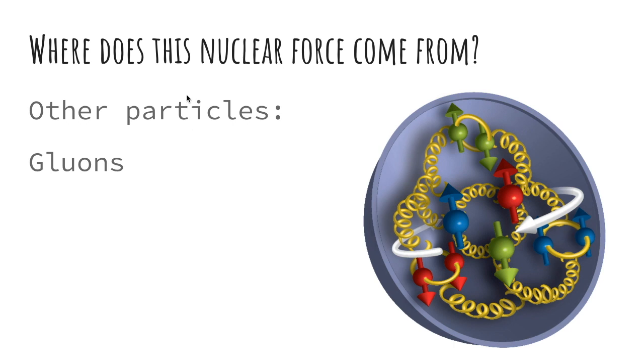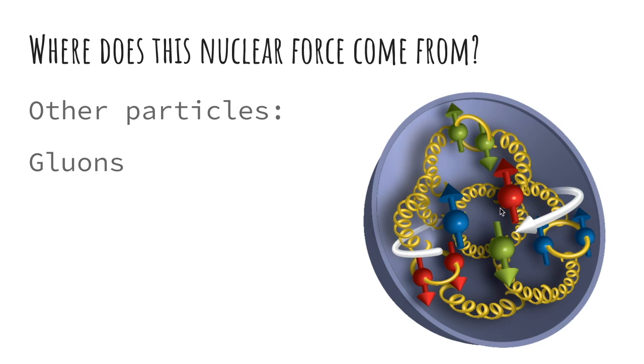So where does this nuclear strength come from? Where does the nuclear force come from? Well, it comes from other particles called gluons. So let's imagine that this thing right here is like the nucleus. And these are like the particles, like the neutrons and the protons in the nucleus.